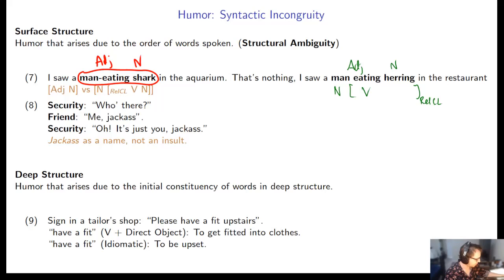So, a man who was eating herring in the restaurant. The incongruity here is which word categories we were expecting. We were expecting an adjective and a noun, but instead we got this noun with a relative clause. So this second interpretation was unexpected, causing the incongruity, which makes it funny. The only reason we're able to figure that out is because we hear "in the restaurant," and that gives us context, and we think, oh, it's the man eating herring in the restaurant. Haha.